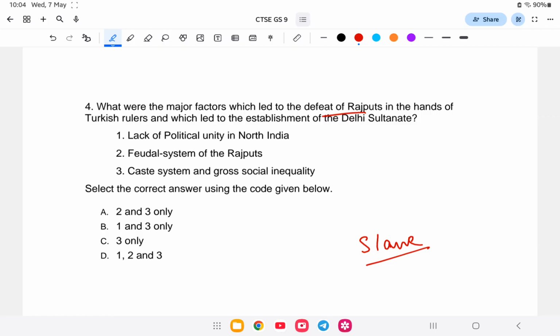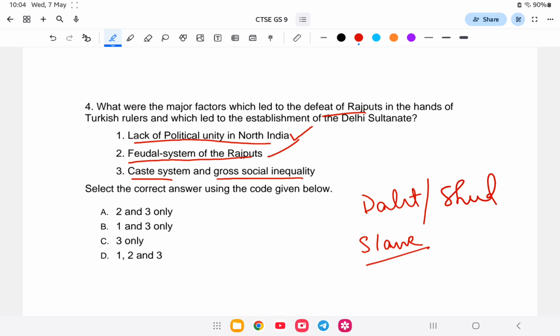Is the first statement, lack of political unity in North India, correct? Correct. Feudal system of the Rajput system. Feudal system means many small kingdoms. Correct. Caste system and gross inequality. There was a big caste system. Among the Rajputs there were the Kshatriyas, that is Brahmins, Kshatriyas, and also Dalits and Shudras, who were discriminated against. So this led to disunity between the people, and which led to the defeat of the Rajputs.